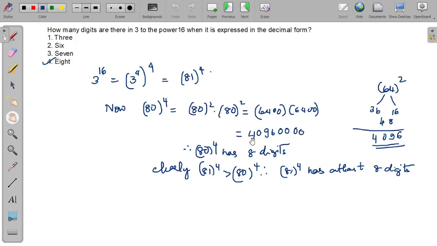Now count the total digits. The total number of digits is 8. So 81 power 4 is surely greater than 80 to the power 4. So 81 to the power 4 should contain a minimum of 8 digits, maybe more than that. But look at the options, the maximum value is 8. So the answer should be equal to 8.